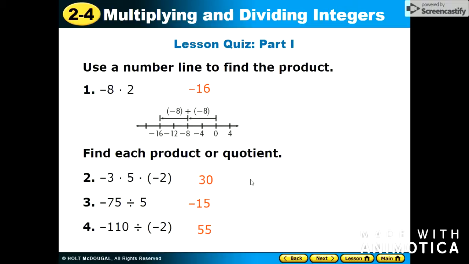Remember, biggest thing from today, different signs when multiplying or dividing gives a negative number. And if you have the same sign, you're going to get a positive number. Biggest idea of the day. Hopefully you learned something. Hopefully it wasn't so bad.